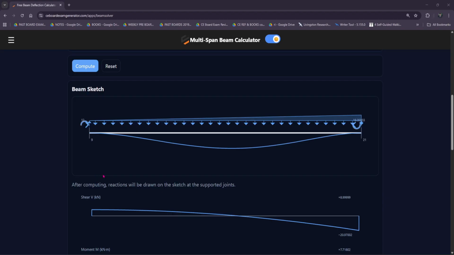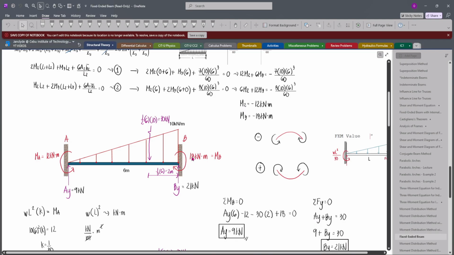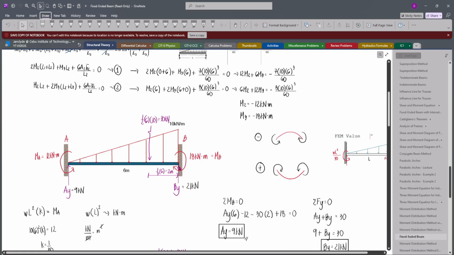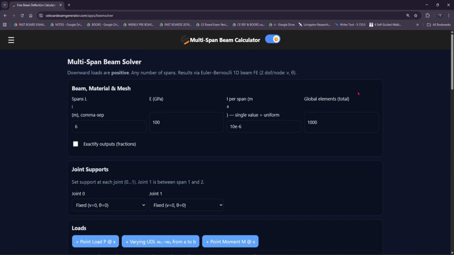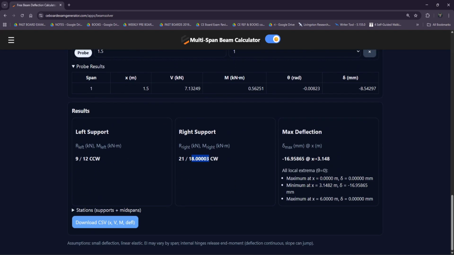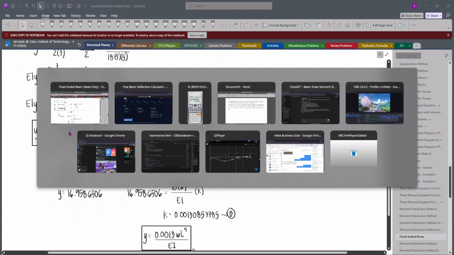So the reaction at A is 9 and the moment reaction is 12. Then you can check the direction here, counterclockwise. 12 counterclockwise for the moment. And then at joint B, we have 21 for this reaction, and then the moment reaction is 18. Now there is some discrepancy because we have changed our global elements to 1000. Then the maximum deflection is at 3.148 meters from the left, and the value is minus 16.958. So if we will try to check, the one we have solved is 16.958.